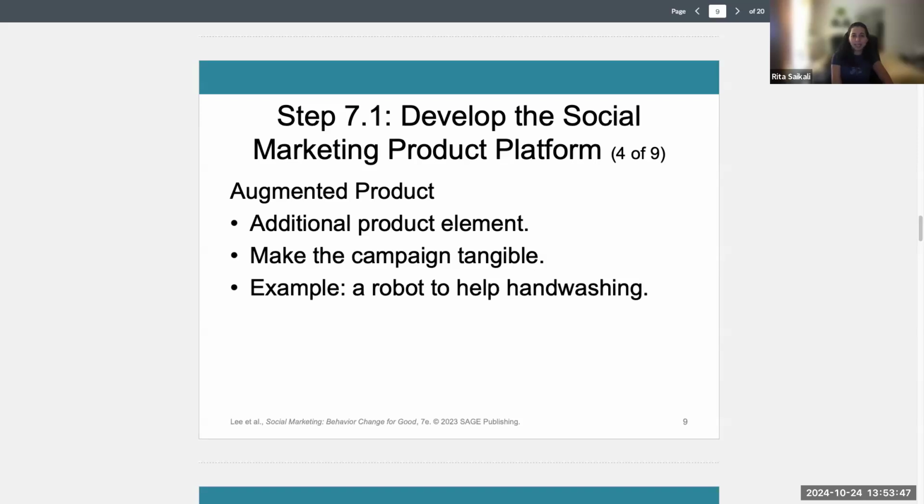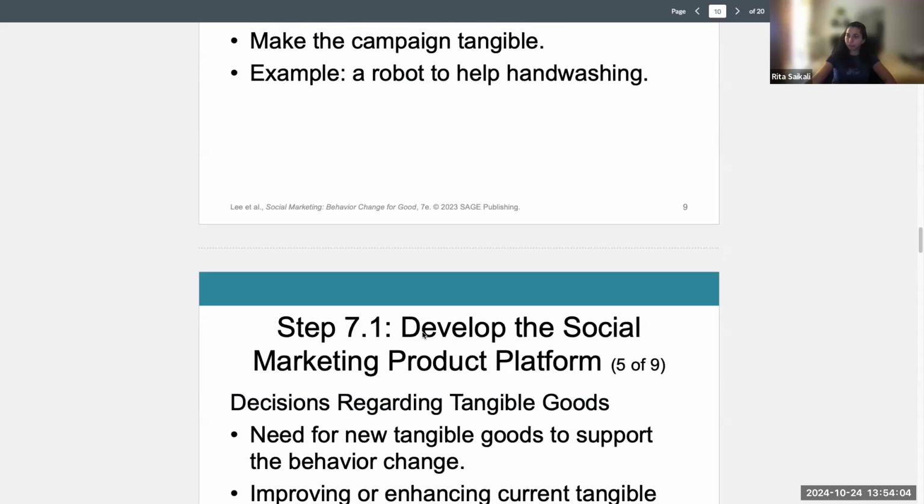And so here the idea is to ensure that the augmented product not only supports the core and the actual product, but also addresses any barriers to adoption, making the behavior more appealing and also more accessible. So that's something to keep in mind.